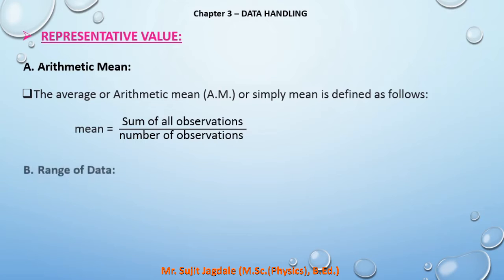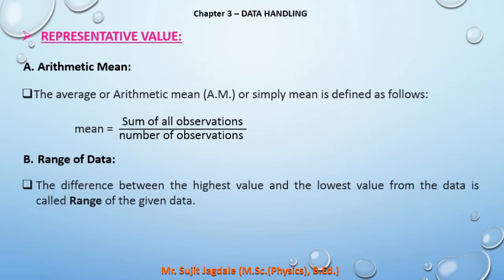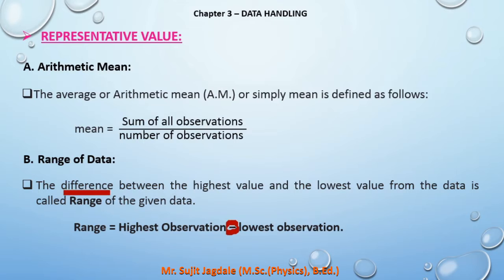Then we have seen the second value, range of data. What is the range of data? It is the difference between the highest value and the lowest value. Then it is referred to as the range of the given data. So here, difference means what we have to do? Subtraction. Subtraction of the highest observation and the lowest observation, because we have to consider the difference, so we are taking the subtraction. That we have already seen in the previous lecture.